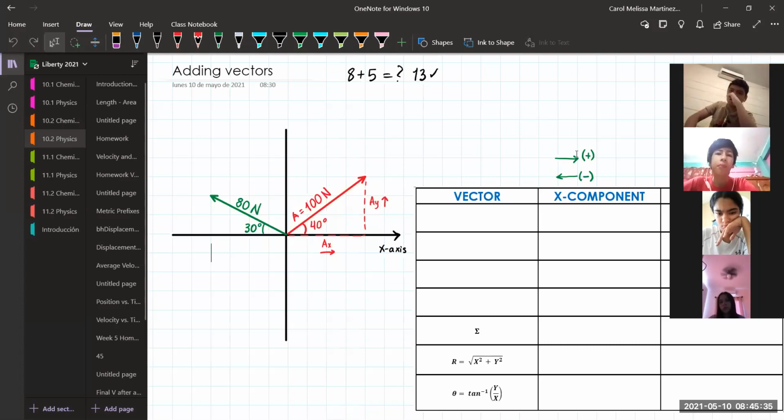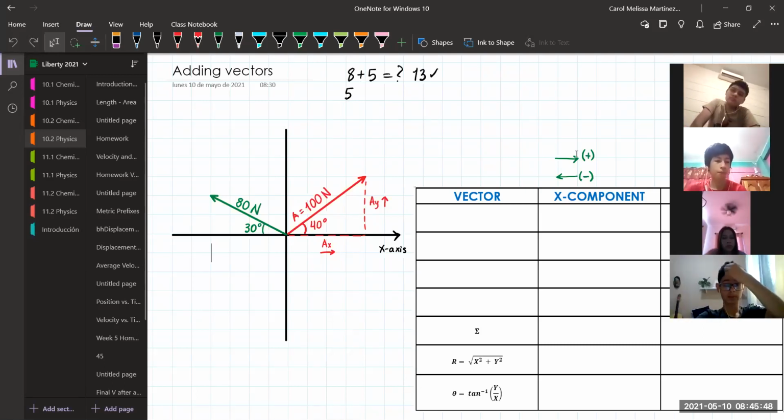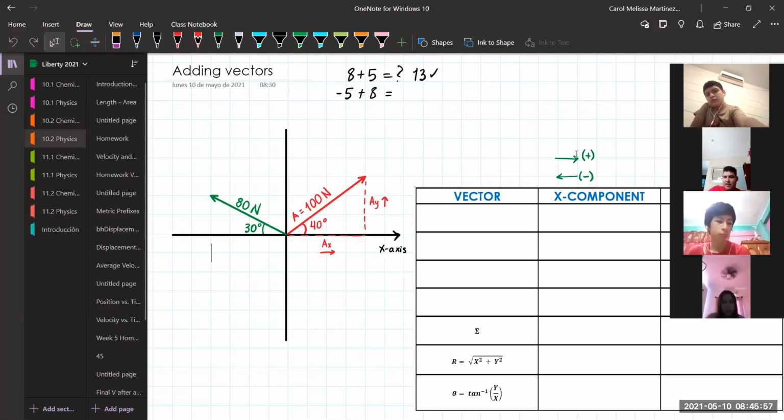You also already know how to add whole numbers that are negative. For example, I tell you 5, negative 5 plus 8. How much is that? Take a look. That's an addition. Okay? We're adding, but because we're adding a negative symbol in the end, this is a subtraction. So this is 3. That's right.